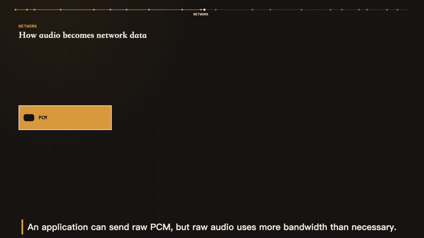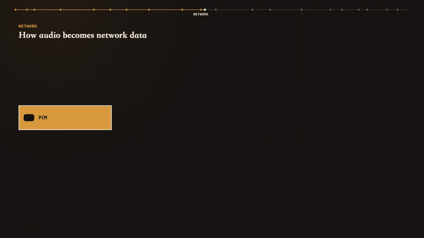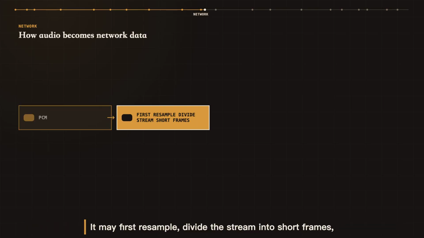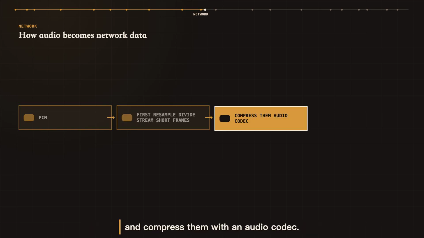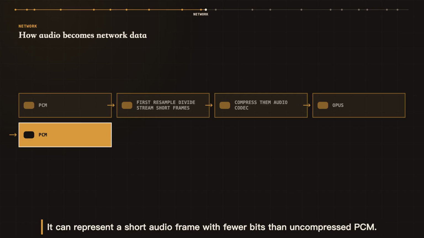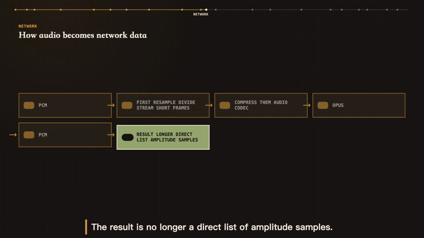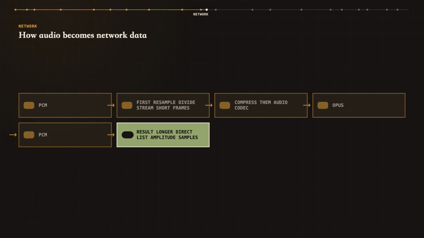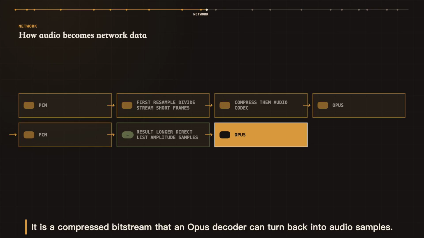An application can send raw PCM, but raw audio uses more bandwidth than necessary. It may first resample, divide the stream into short frames, and compress them with an audio codec. Opus is one public example, designed for interactive speech and audio. It can represent a short audio frame with fewer bits than uncompressed PCM. The result is no longer a direct list of amplitude samples. It is a compressed bit stream that an Opus decoder can turn back into audio samples.